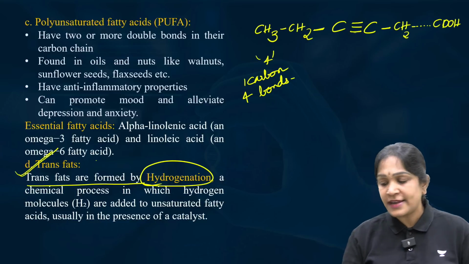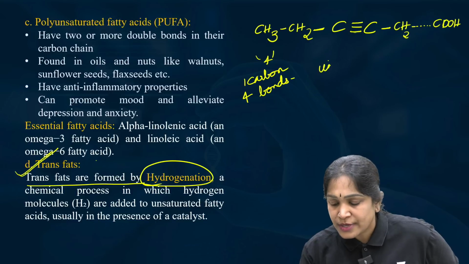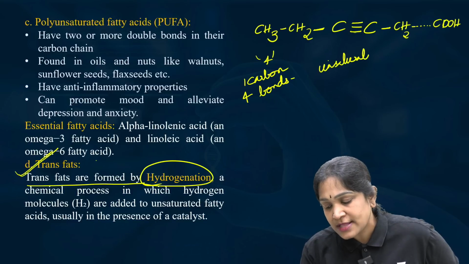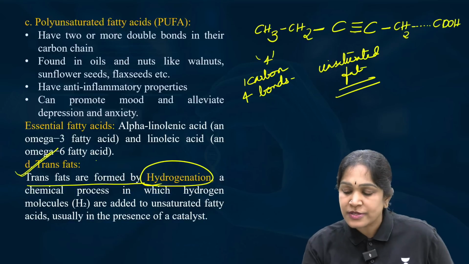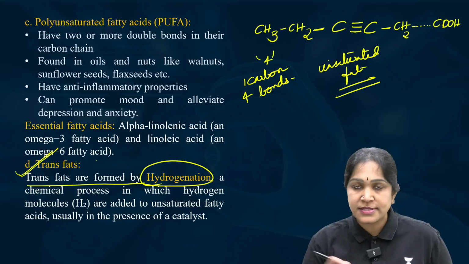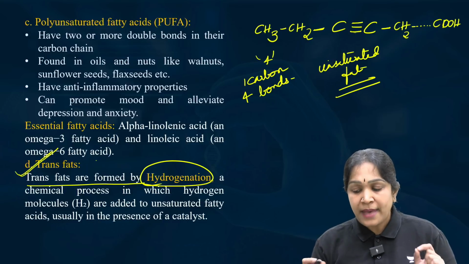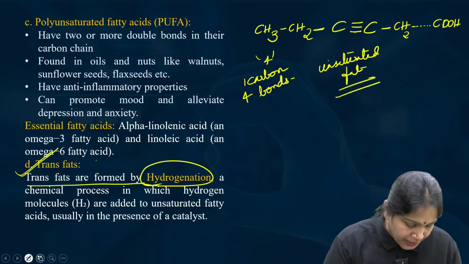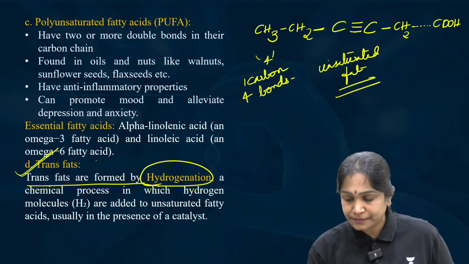This is a fatty acid. And what kind of a fatty acid is it? It is a type of unsaturated fatty acid. Why is this an unsaturated fat? Because there is a multiple bond here. There is a triple bond here. Now, let us suppose I am adding hydrogen to it.